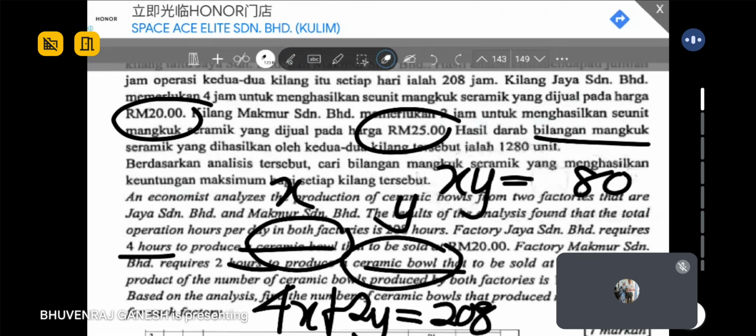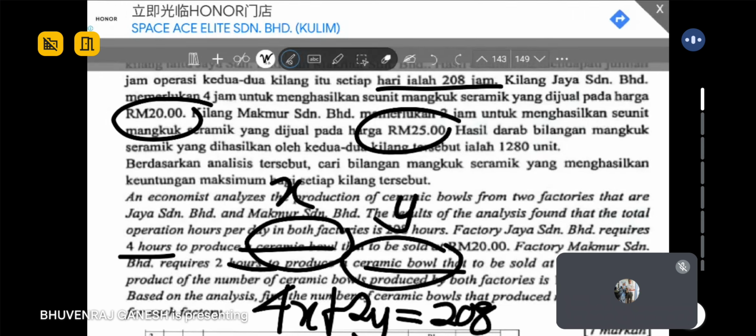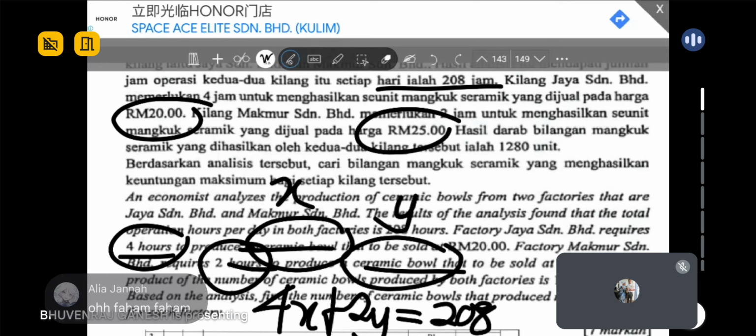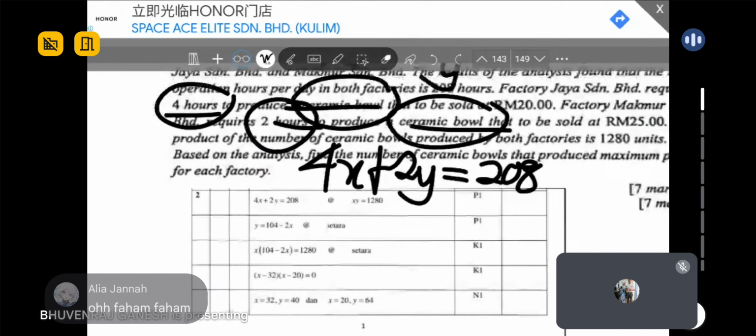Okay, because here we are comparing the hours. 208 jam. So 4 and 2 are the hours. Right? So 4 times X, because they say 1 bowl, 4 hours. So if you have X bowls, it is 4X. Like that. Alright?